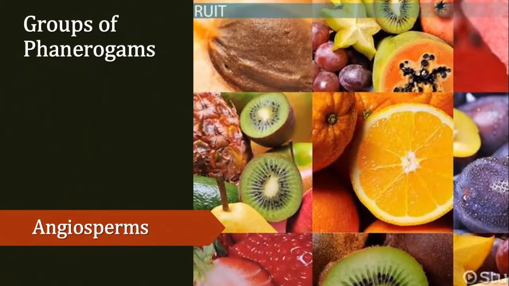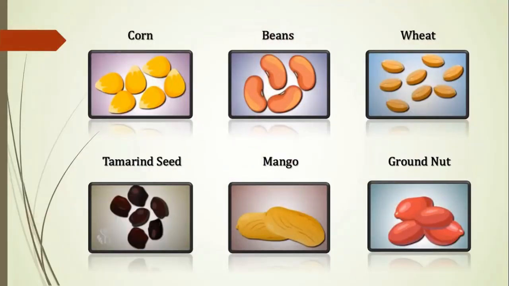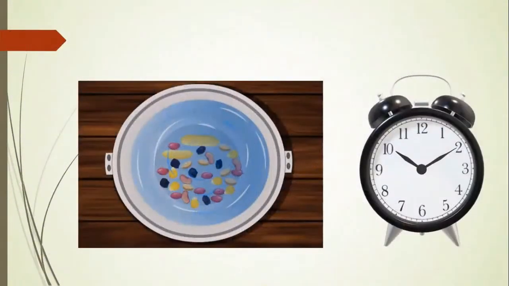Students, now let us understand about angiosperms. You all must have seen seeds of corn, beans, wheat, tamarind seed, mango, coconut. Now, soak all these seeds in water for 8 to 10 hours. After that, they are soaked.